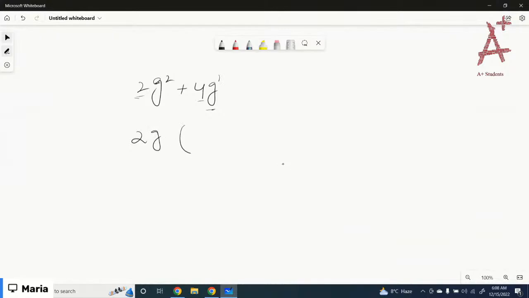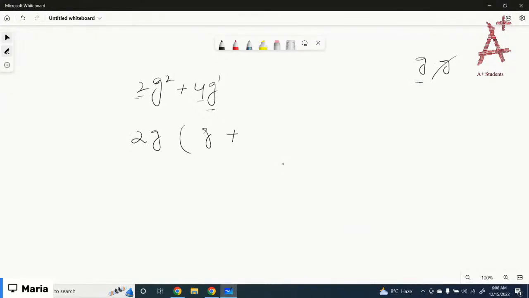Now you are left with, here you have 2. 2 is already outside the bracket. And here you have g square. One of the powers is outside the bracket. Got it? Out of the g, one of them is already outside. So you are left with just 1. So here you are left with g.